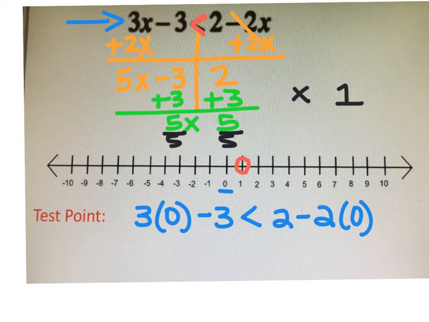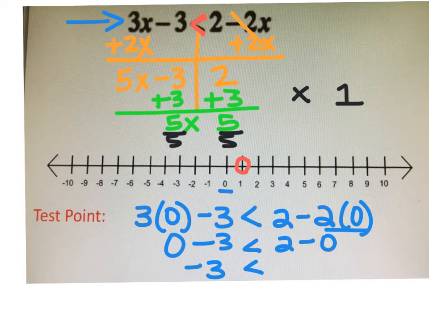Well, 3 times 0 is 0, minus 3, that's negative 3. Okay, I'll just keep my less than. And then 2 minus 2 times 0 is 0. 2 minus 0 is 2. So now I just need to see, is this true? Is negative 3 less than 2? It is, so my test point 0 works, so I'm going to draw my arrow going that way.